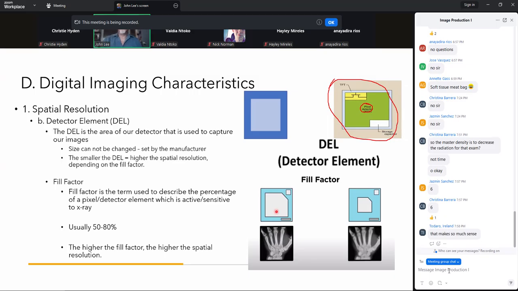Now, the fill factor, contrary to what this says, the higher the fill factor, the higher the spatial resolution is not true. I don't know why I have to have that in this slide, but this representation is not factual.